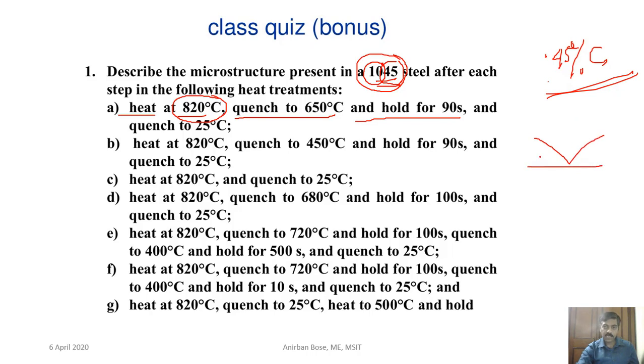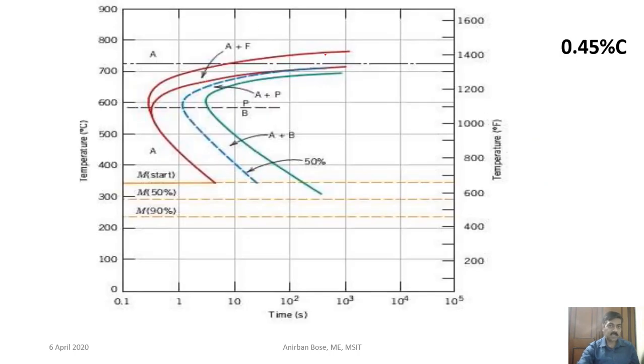That means it is hypo-eutectoid steel, since eutectoid corresponds to 0.76 and this is 0.45. So what will be the pro-eutectoid phase? The pro-eutectoid phase will be ferrite. So the diagram will be like this. Here you can see this is the pro-eutectoid ferrite phase, and here it is the pearlitic start, pearlitic finish, bainitic start, bainitic finish, martensitic start, martensitic finish. So this is the diagram.